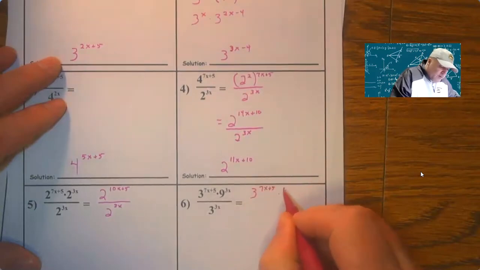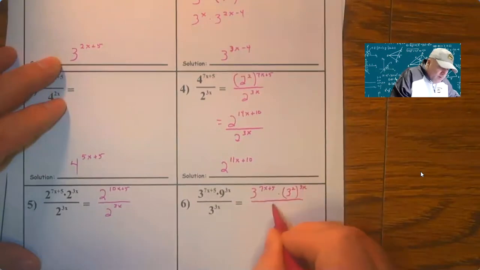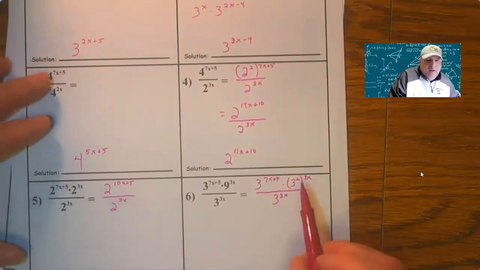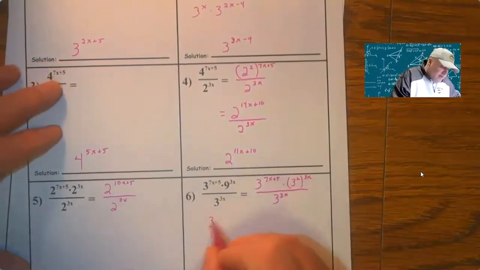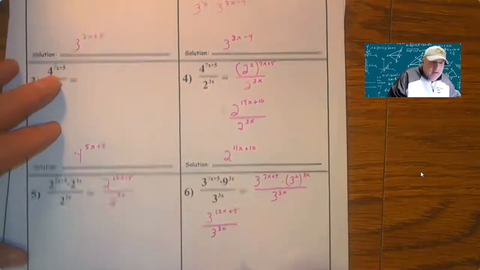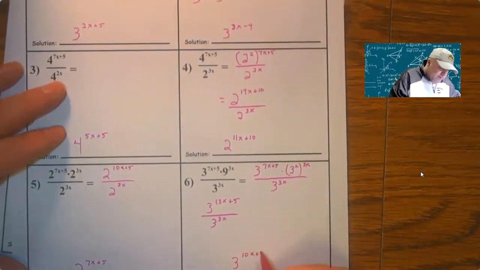So this is 3 squared to the 3x over 3 to the 3x. So that's going to be 6x. So you're going to add the 6x and the 7x. So 13x plus 5 over 3 to the 3x. And then you're going to subtract. So 3 to the 10x plus 5.